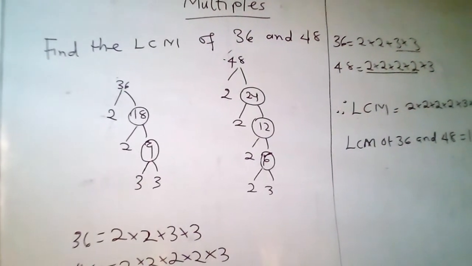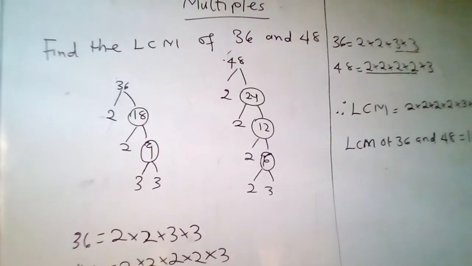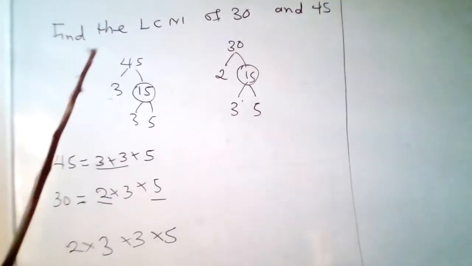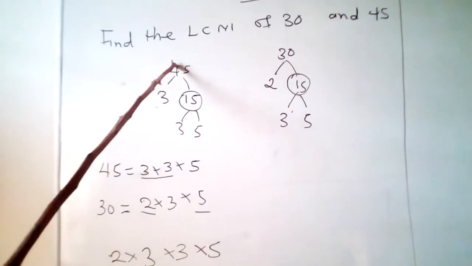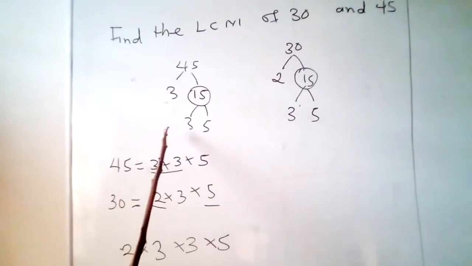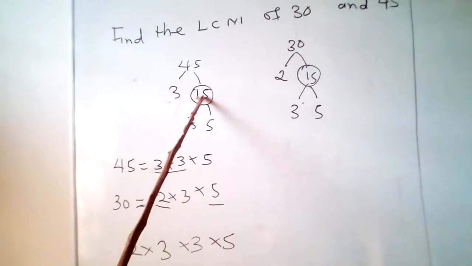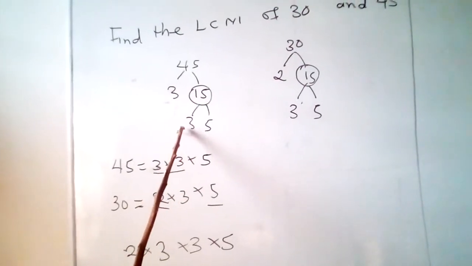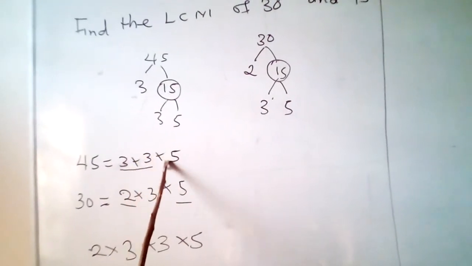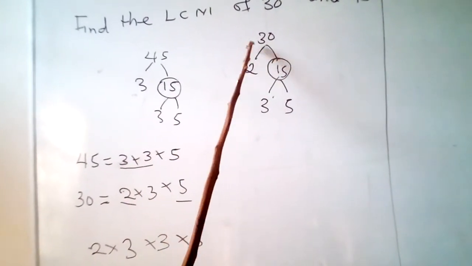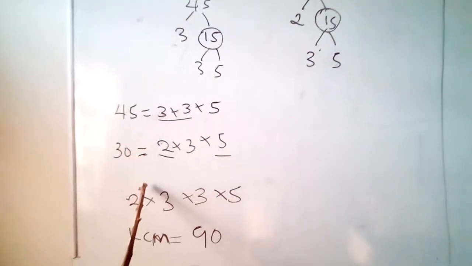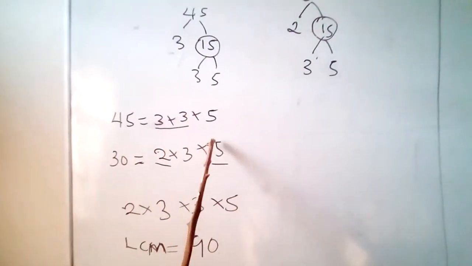So let's do another example and see for more understanding. Find the LCM of 30 and 45. As usual, you find a number which can go into 45. 3 can go into 45 15 times. And we can see that a number can go into 15. Which number is that? 3, 5 times. So we get 45 as 3 times 3 times 5. And then 30: 2 can go into 30 15 times. 3 can go into 15 5 times. So you get what? 2 times 3 times 5.